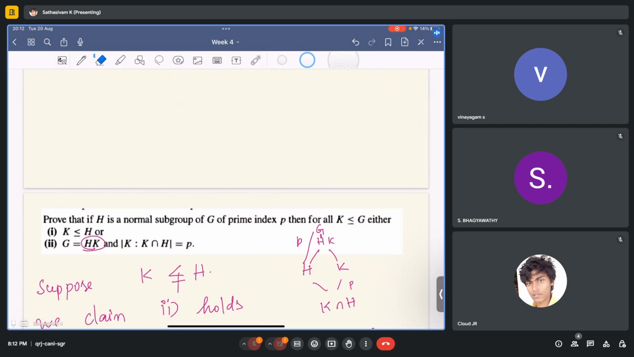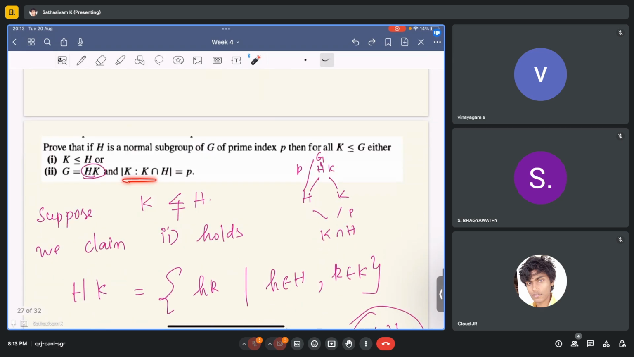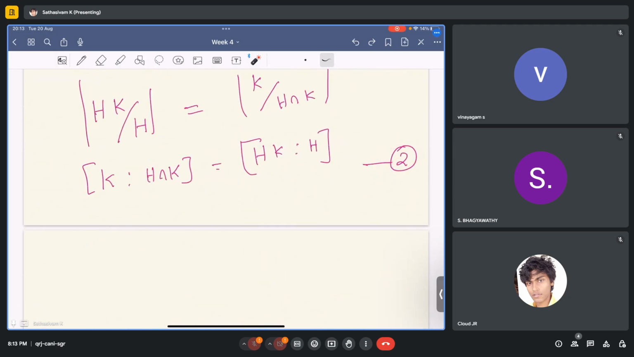that we haven't used, right? What we assume is K is not contained in H. That property we haven't used yet. We will first use this property to prove that HK is equal to G. Let's first prove this, and then from there we will get this, just using the second thing.